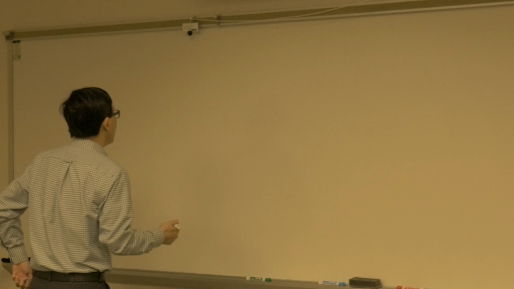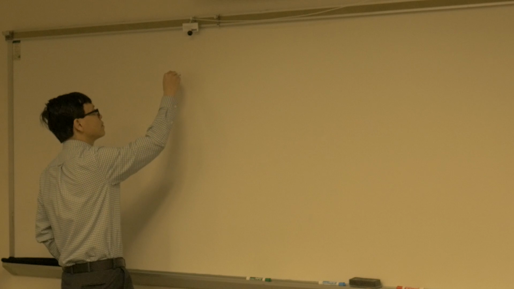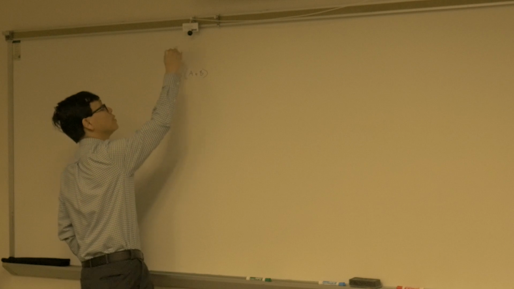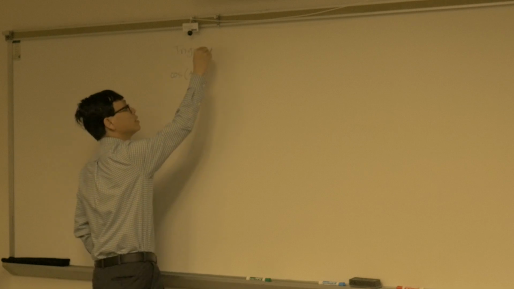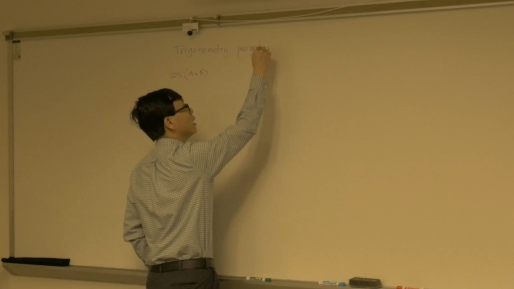Okay, so last time we talked about trigonometry properties. We learned some more identities that help you to evaluate trigonometry ratios and functions, and help you to verify trigonometry expressions. Let's go back to one of the formulas we learned last time, the cosine of a plus b. So today we keep going with trigonometry properties and identities.